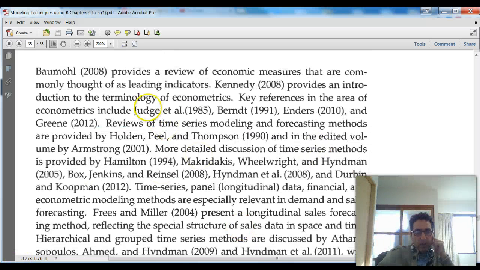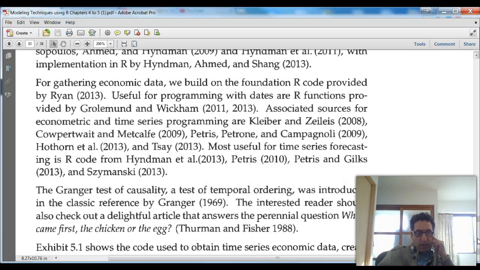Okay. Here he gives us a review of the literature, which you can look up these references yourself. For gathering economic data, we build on the foundation R code provided by Ryan, useful for programming with dates. Our R functions are provided by these guys. Wickham is a very important guy. Anyway, we will need to work with R functions that are used for time series.